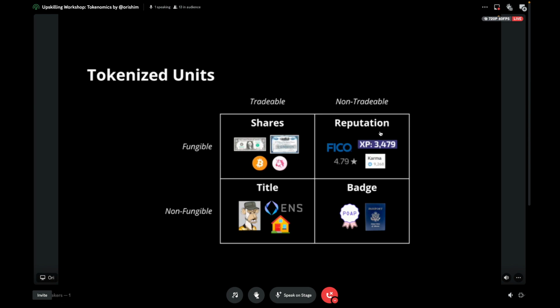Or you could use it to represent off-chain stuff. Like you could have an NFT that represents title to a property, to a house. Of course, you can have things that don't have utility themselves, but are status symbols, like the apes or what have you.